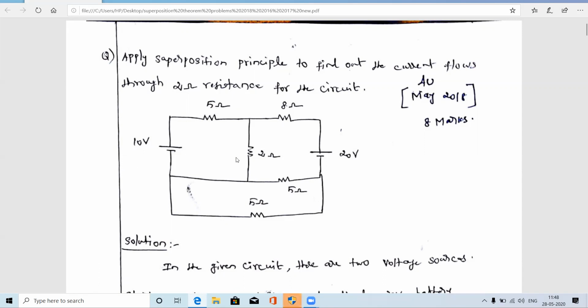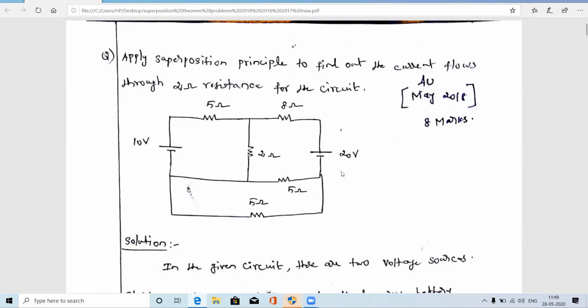What is the first step? We have to activate only one source at a time. So in the first step we are going to activate this 10 volt battery and deactivate this 20 volt battery. Due to this 10 volt battery, we have to find the current flowing through the 2 ohm resistor, which we take as I dash. Similarly, in step number 2, we activate the 20 volt battery and deactivate the 10 volt battery, and find the current flowing through the 2 ohm resistor, which is I double dash.